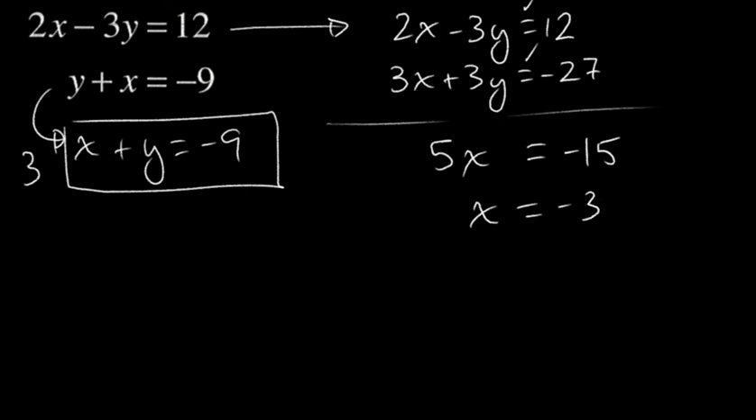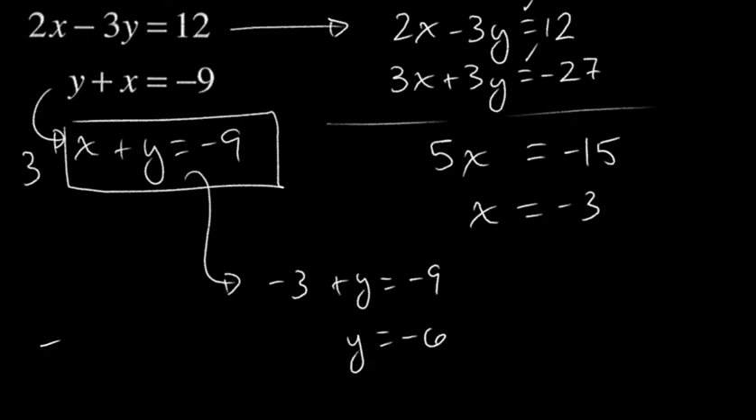So now that I know what x is, I need to figure out what y is. And either one of those equations would be fine to use. I'm going to go ahead and use this modified version of the second equation. So I'm going to plug my -3 in for x, plus y is -9. If I add 3 to both sides, I get that y is -6. So I believe my solution is x is -3, y is -6.